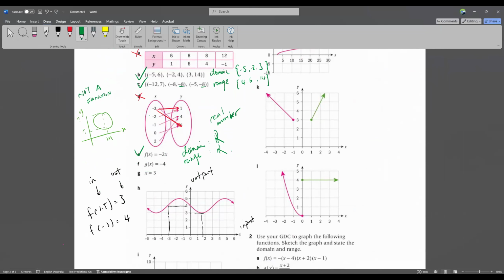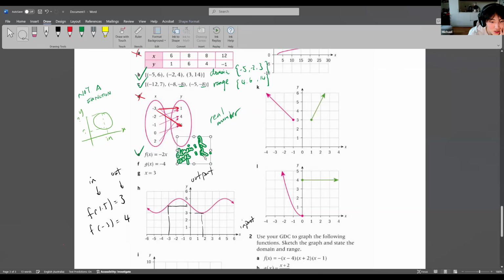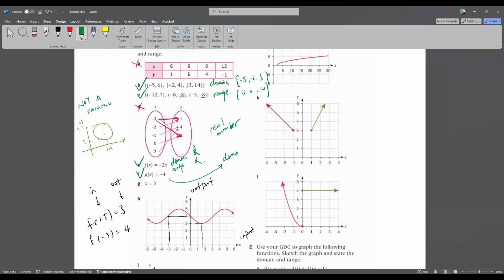Anyone? Isn't it negative infinity to infinity? Okay, so that is all real numbers. It's called all real numbers. Okay, and then the range. Range is also all real numbers, isn't it? No, the range is only -4. No matter what the input is, everyone goes to -4, because there's no x. Damn. Okay.